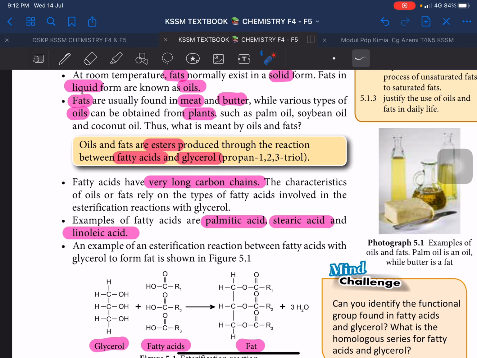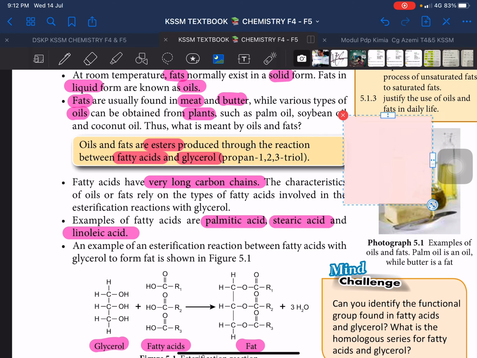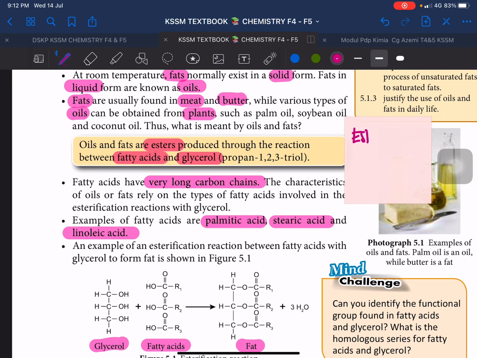Esters are produced by the reaction of fatty acid and glycerol. I hope you still remember, we have already learned about ester, in chapter 2, carbon compound. In that chapter 2, we actually already understand that esters are from alcohol plus carboxylic acid. This is ester. So, ester is from carboxylic acid and also alcohol.